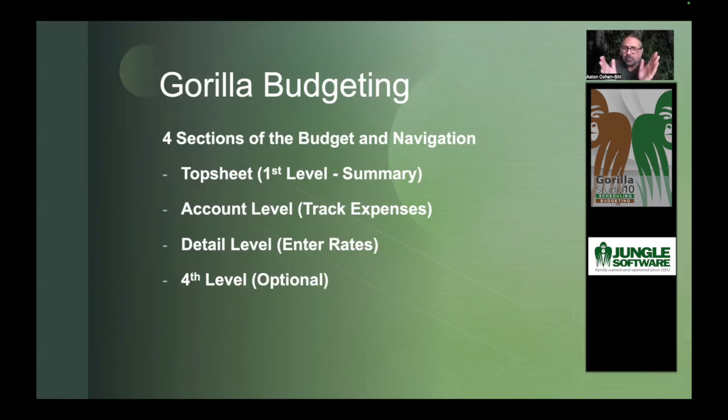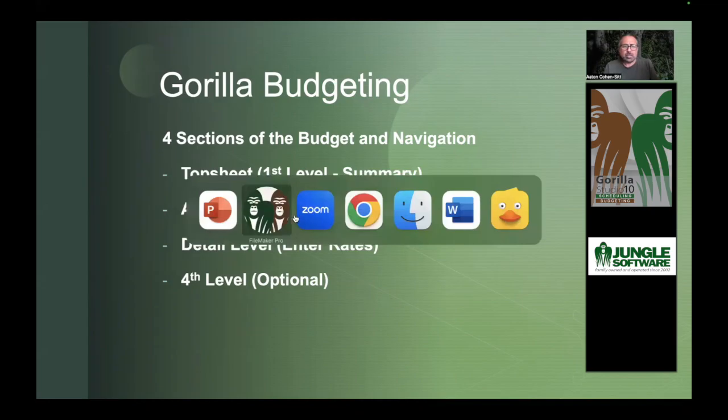There are basically four, it says here sections, but I'm going to call it levels, okay? It really should be called levels. Four levels of the budget. You've got your top sheet, which is the summary. We're going to go into that right now. Your account level, which is the mid-level, the detail level, and that's where you enter your rates, okay? And then our fourth level, which is optional. You don't have to use the fourth level if you don't want to, but I'm going to show you later on how important that is if you have someone sending you an Excel file, okay? So let's go into the budget.